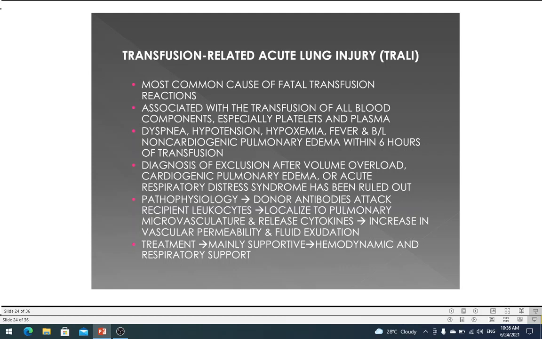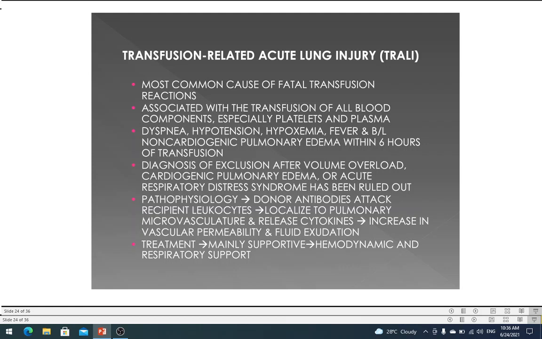Then we come to a very dangerous condition. I told you this is very rare, but it is something you should be aware of, and from the exam point of view, very frequently asked: transfusion related acute lung injury. This is associated with a transfusion of any blood component, but most commonly with platelets and fresh frozen plasma. Whole blood or any other component can produce this, but it's most commonly seen with these. So what are the symptoms that the patient will have?